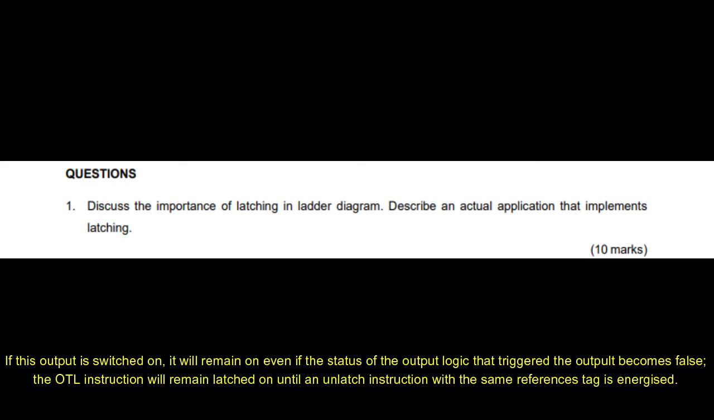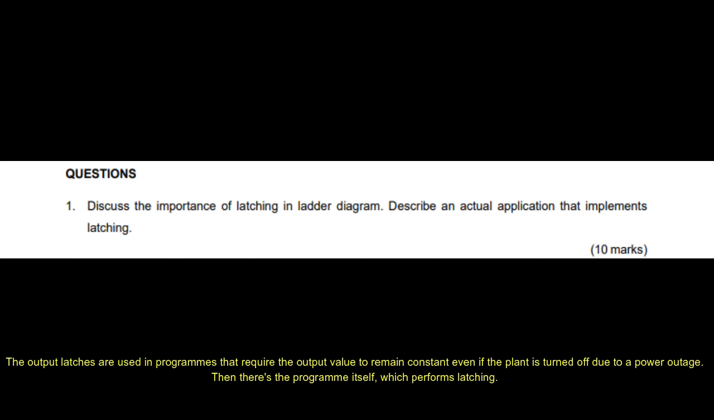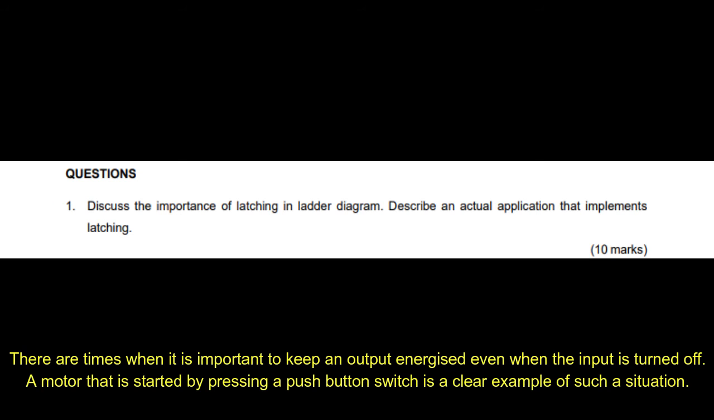If this output is switched on, it will remain on even if the status of the output logic that triggered the output becomes false. The OTL instruction will remain latched on until an unlatch instruction with the same reference tag is energized. The output latches are used in programs that require the output value to remain constant even if the plant is turned off due to a power outage. Then there's the program itself, which performs latching. There are times when it is important to keep an output energized even when the input is turned off.